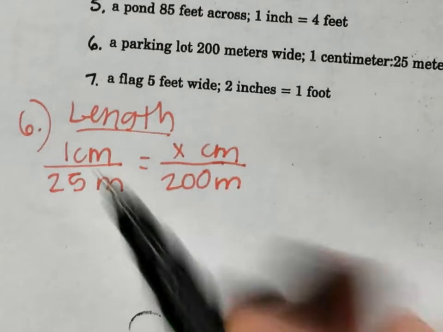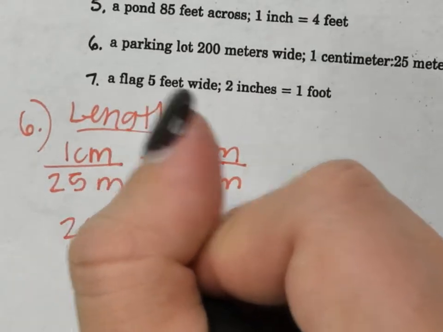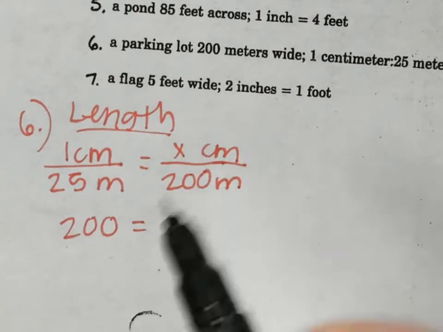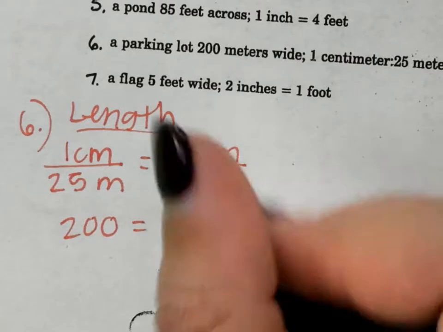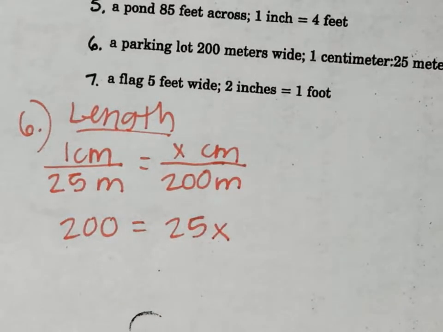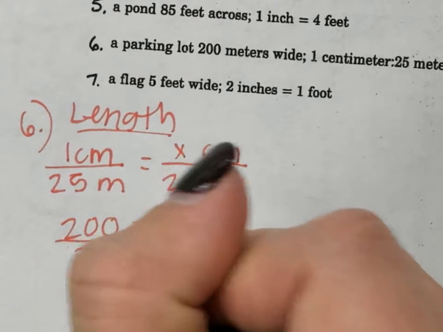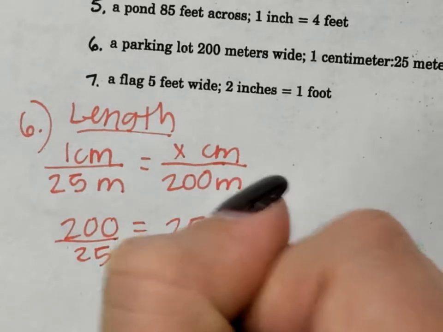Now I need to cross multiply. So 1 times 200 is 200. And then 25 times X is just 25X. So how do I solve for X? You divide 25 from both sides. Divide both sides by 25. And what is X equal to?